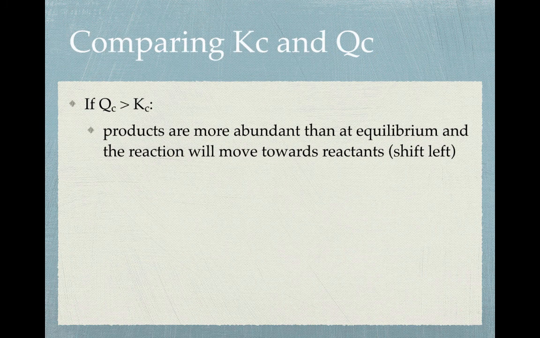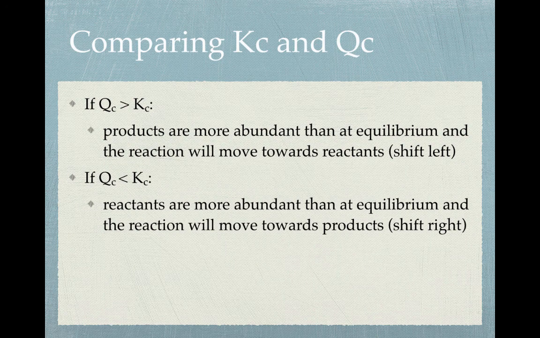So if we calculate a value for Qc and it's greater than Kc, that indicates that the products in the numerator are more abundant than they should be at equilibrium. And that means that the reaction needs to move towards the reactants, or it needs to move to the left in order to reach equilibrium.